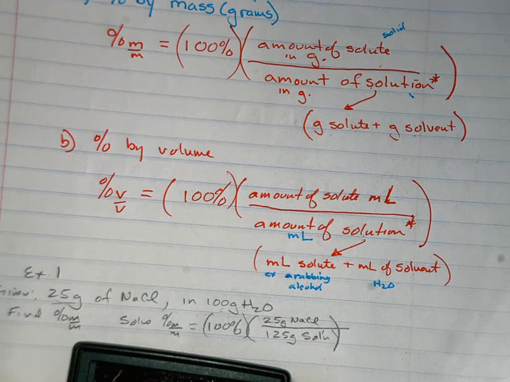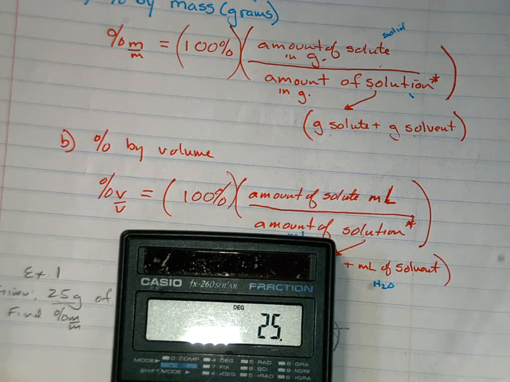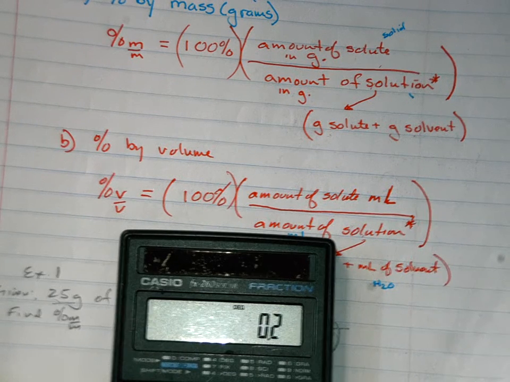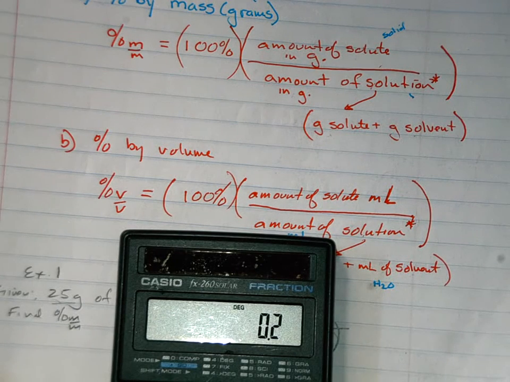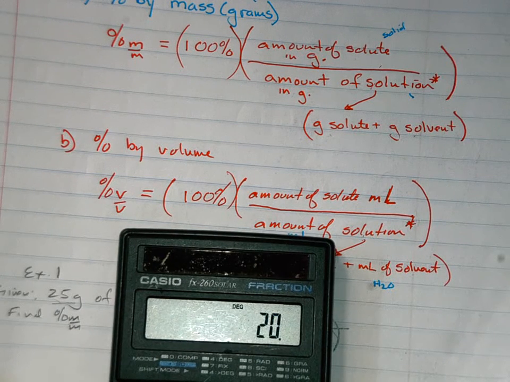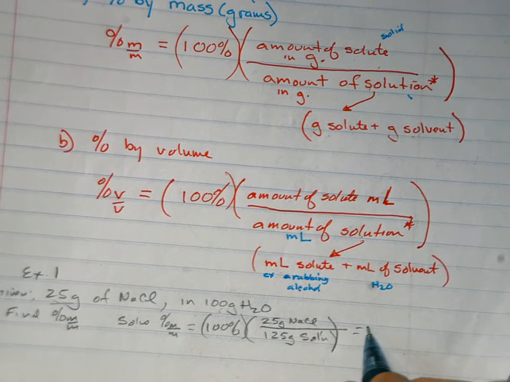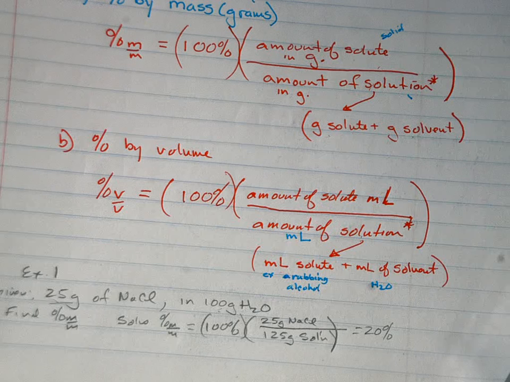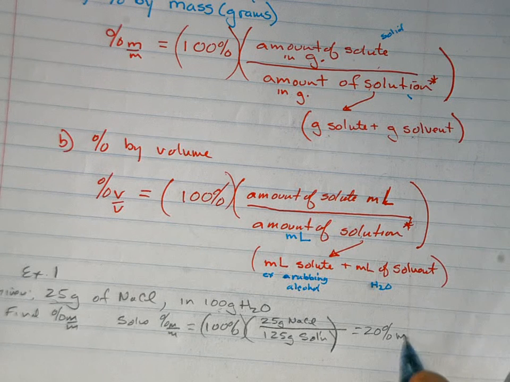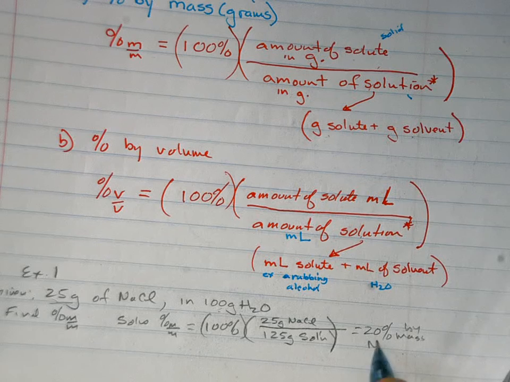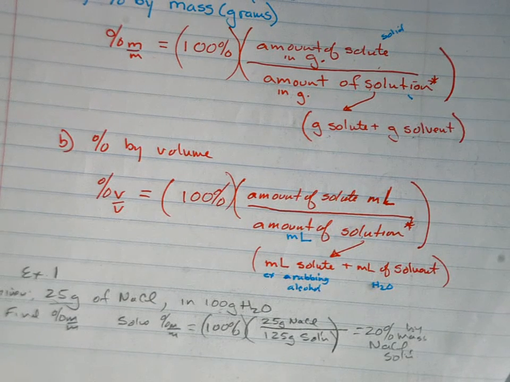So, let's look at that again. Did you do 25 divided by 125? Yeah, and you get 0.2. Then you got to times by 100. There we go. That's exactly what I said. Equals 20% by mass. The answer is 20% salt solution. There you go. With that, we'll end this lesson.